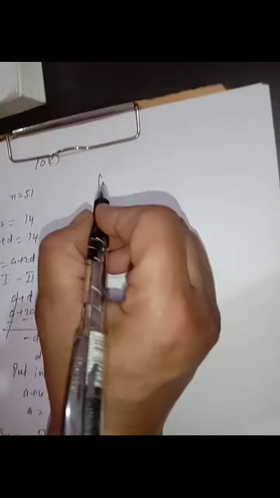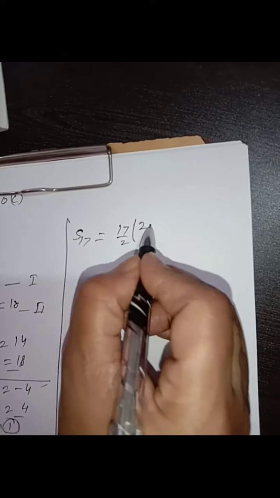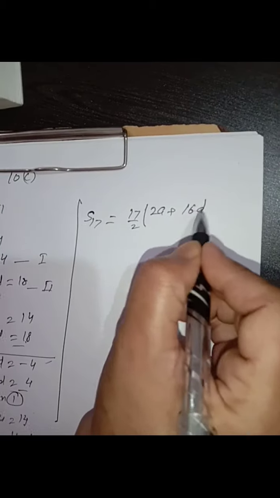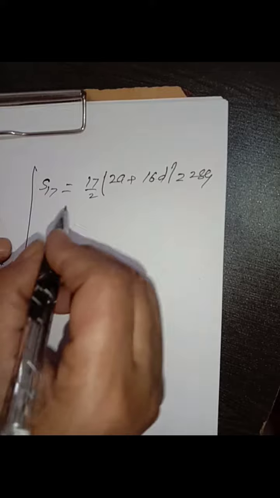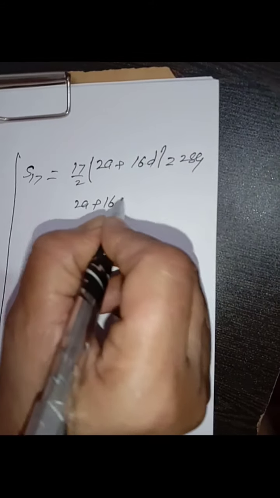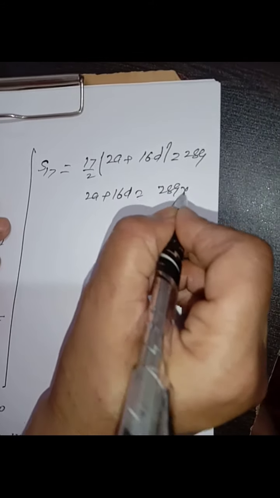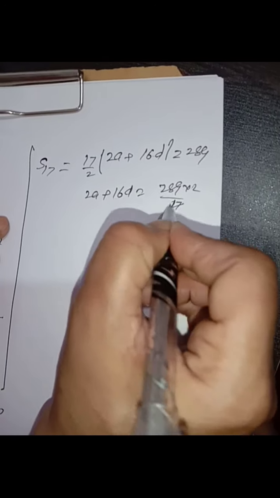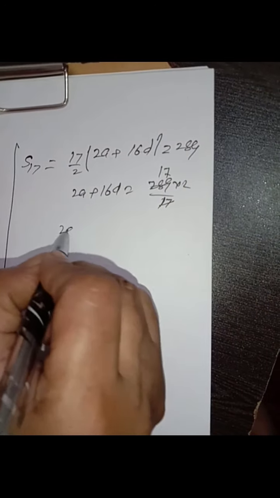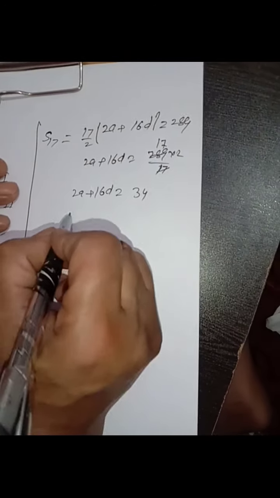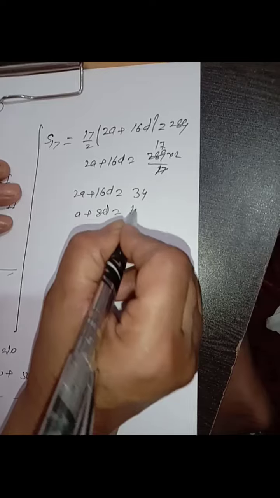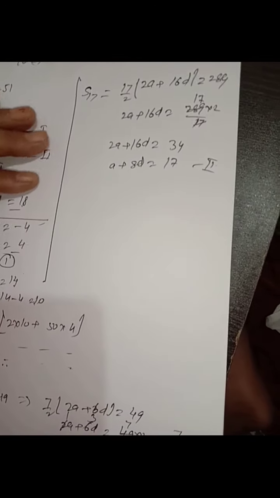In the same way beta, next is the sum of first 17 terms, S17, which is 17 by 2 into 2a plus 16d, that is given as 289. Again simplify this: 289 into 2 over 17, 17 17s are 289, so 2a plus 16d is 34. Again cancel with 2: a plus 8d is 17. This is equation number 2.